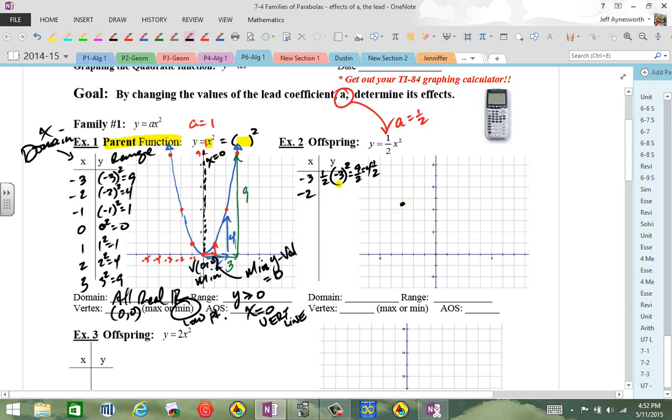Okay, what is it when x is -2? So what's 1/2 of -2 squared? Well, it's 1/2 times 4, or 2. So left 2, up 2. Left 2, up 2.